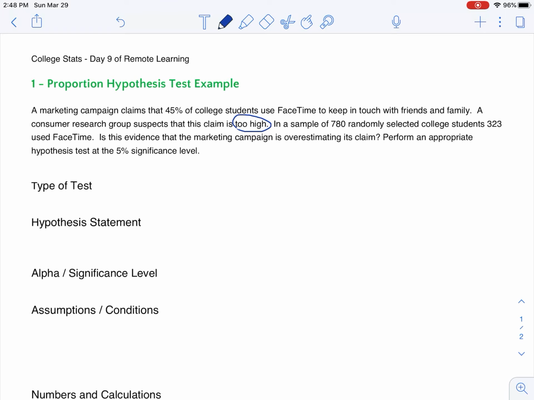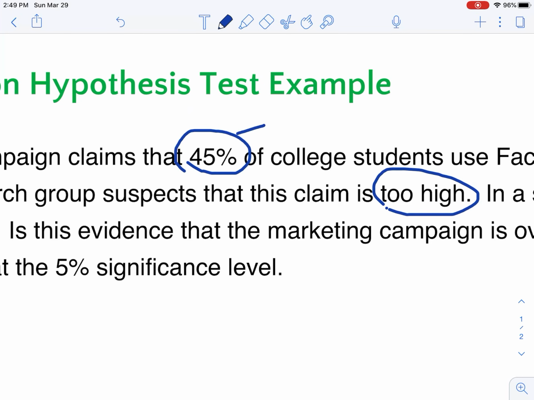Okay, let's unpack this question. Some of this should look like stuff we've done before. Now, before I get into any of the information on the bottom, since the marketing campaign is claiming 45% of college students use FaceTime, this 45%, remember, we assume the null hypothesis is true until otherwise proven. He said that in that video a lot. So this 45% is what we have to assume the actual proportion is.